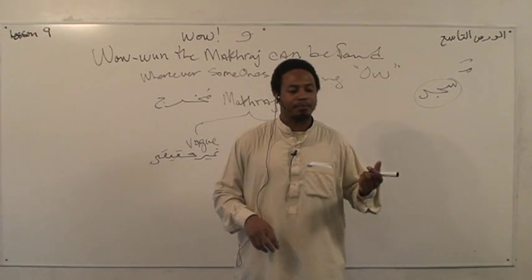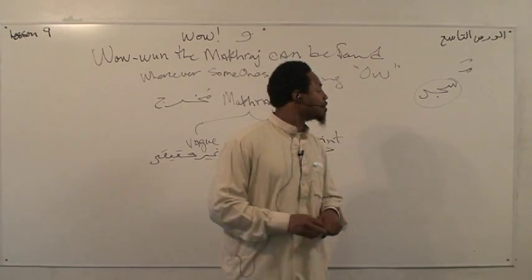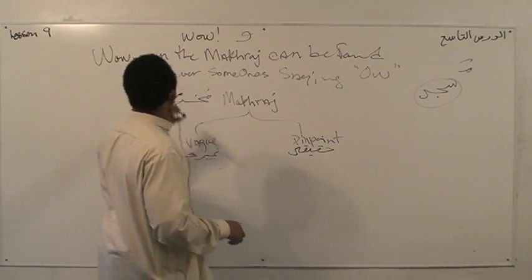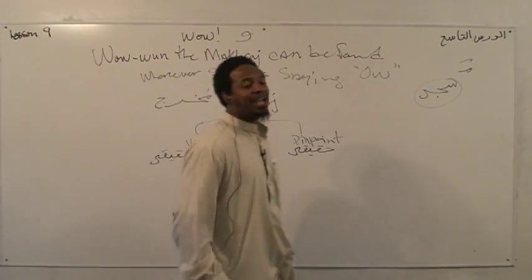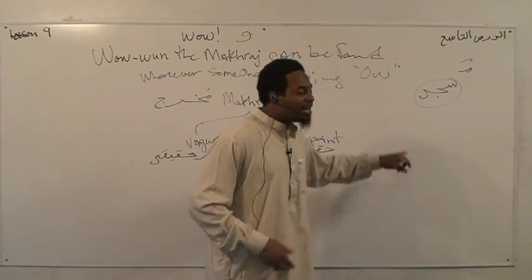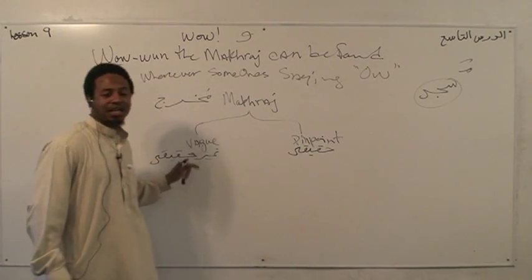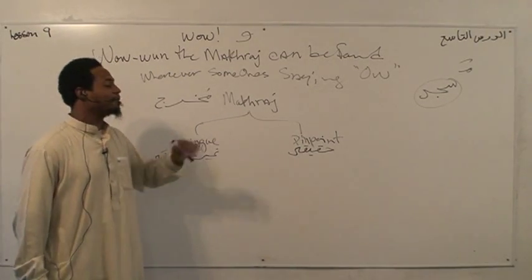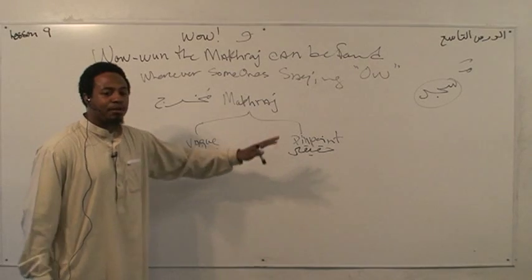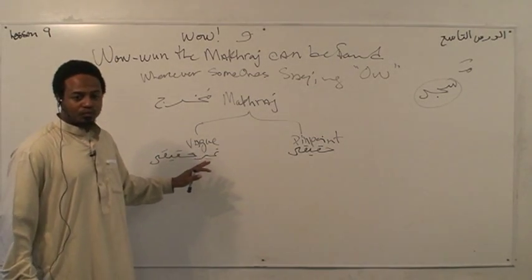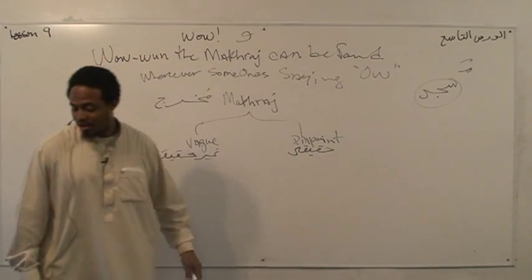Okay, you breathe them. Okay, so he says, WOW-WUN, the makhraj can be found wherever someone's saying ow. And in that he's teaching you that the makhraj, you have pinpoint and not pinpoint, which is haqiqi and ghayro haqiqi, vague and pinpoint. We understand that point? Yes. And this one is not pinpoint.